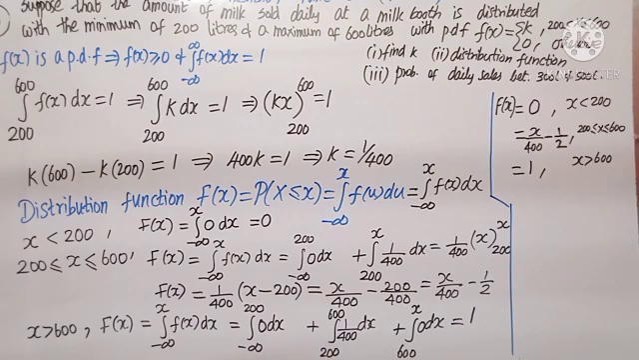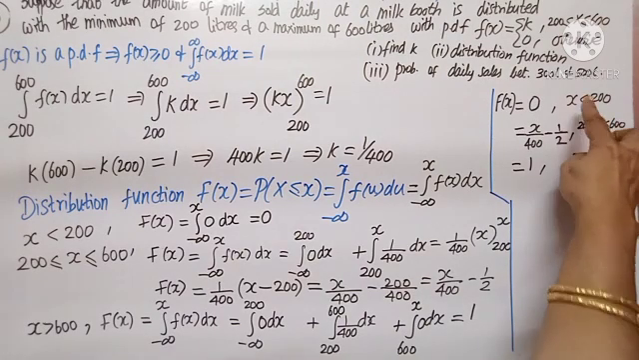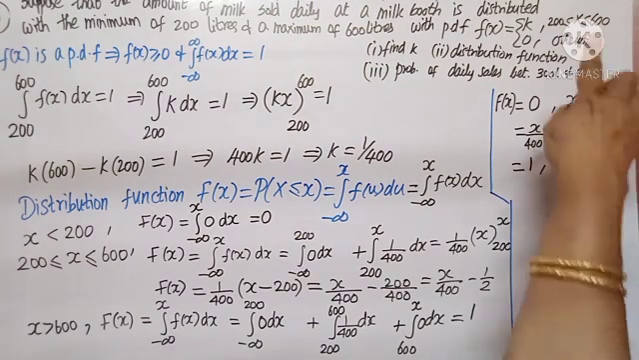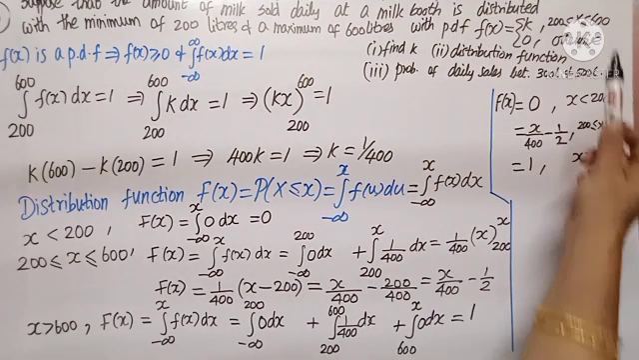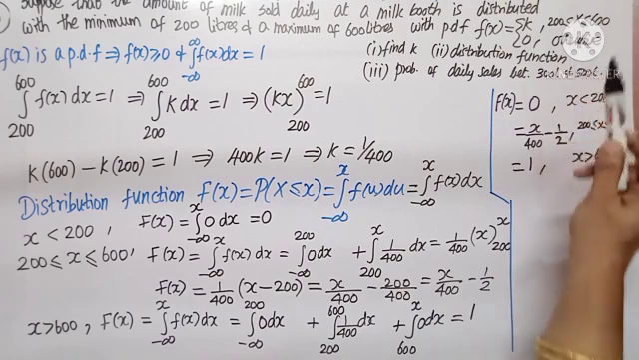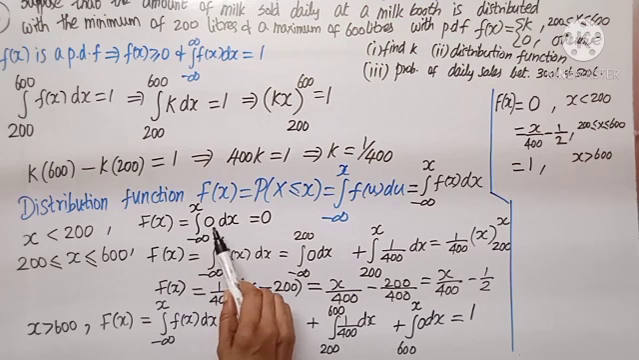So, whenever we do the distribution function, we have to write it when x belongs to the various intervals. The question is from 200 to 600, so we need to split it. What happens when x is below 200? What happens when x is between 200 and 600? And what happens when x is above 600? So, below 200, the function is 0. If I integrate, it is 0.